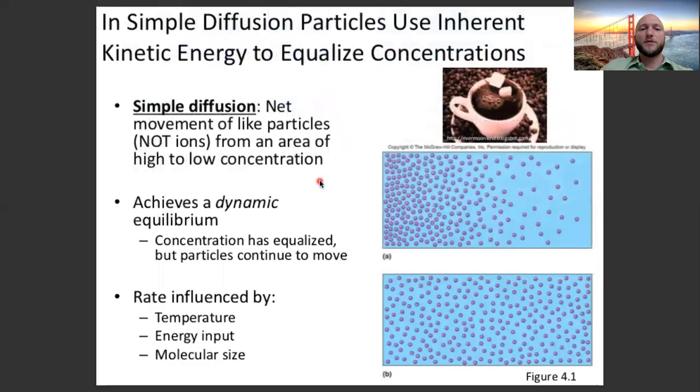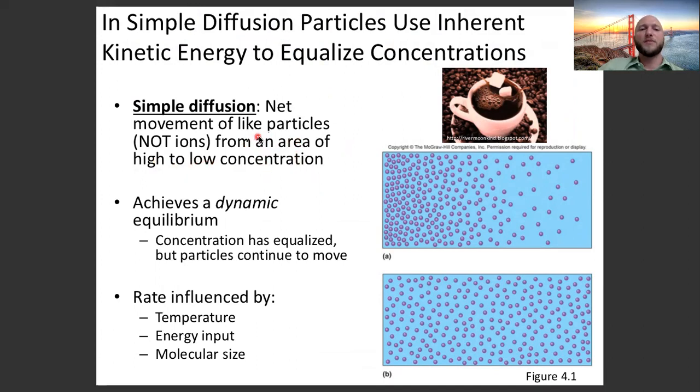All right, let's jump into it. So our first one is simple diffusion. Simple diffusion is defined as net movement of like particles from an area of high concentration to low concentration.